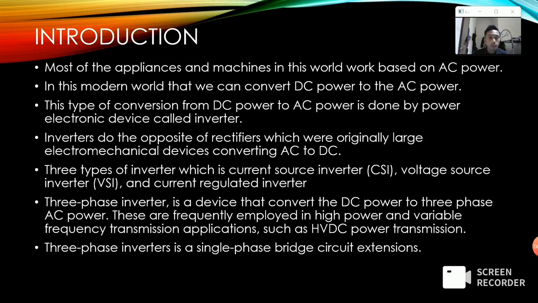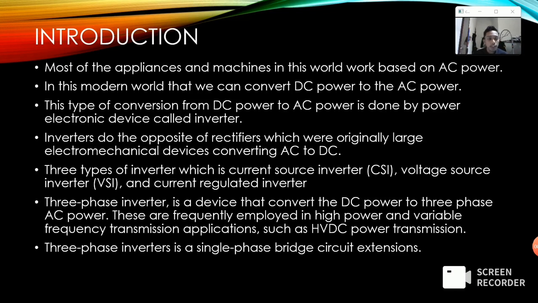First I will explain about the introduction. As we know, nowadays most of the applications and machines in this world work based on AC power. So in this modern world, we can convert DC power to AC power. This type of conversion from DC power to AC power is done by a power electronic device called an inverter. An inverter does the opposite of a rectifier, which were originally large electromechanical devices converting AC to DC.